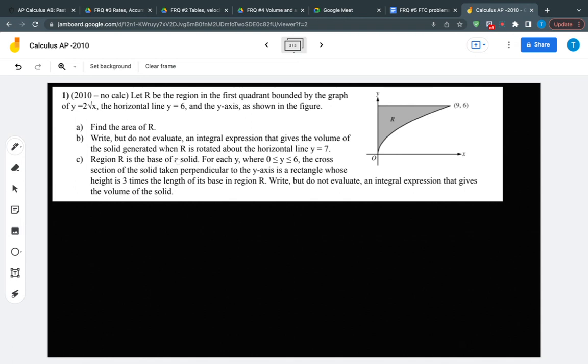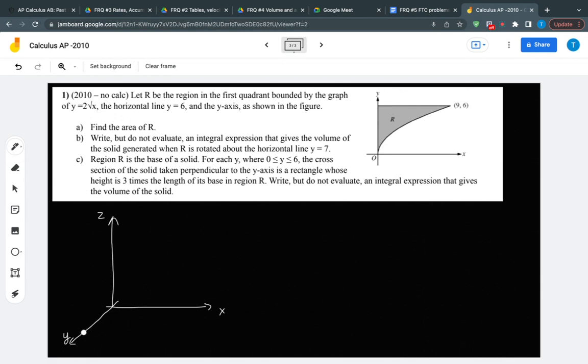The region R is the base of a solid. For each y, where y is from 0 to 6, a cross section of the solid taken perpendicular to the y-axis is a rectangle whose height is 3 times the length of its base in the region R. Write but do not evaluate the integral expression that gives the volume of the solid. I'd like to draw a little bit here so you can see the three-dimensional picture. So this is y, this is x, and this is z. You don't have to, but it's good to draw it out.